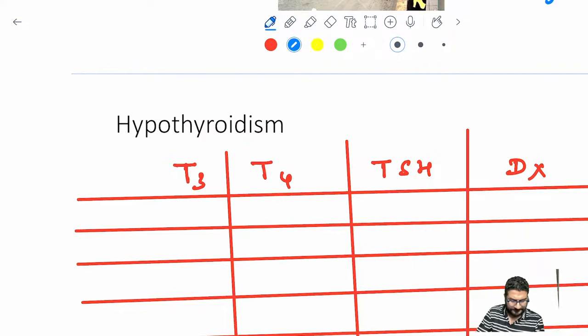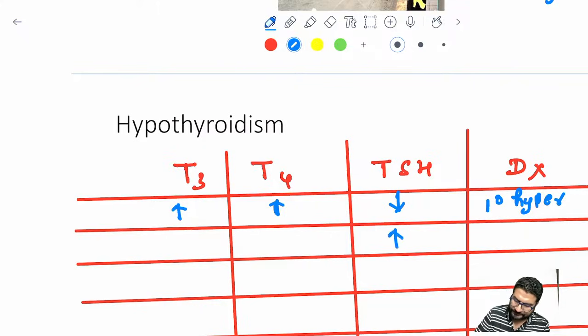Okay, so try to answer. Suppose T3, T4 are more, this will give a feedback, so TSH is less. T3, T4 are increased, so through feedback TSH is decreased. It means the problem is in the gland. We call this primary hyper. But if TSH is more, that is why T3, T4 are more, then this is secondary hyper.